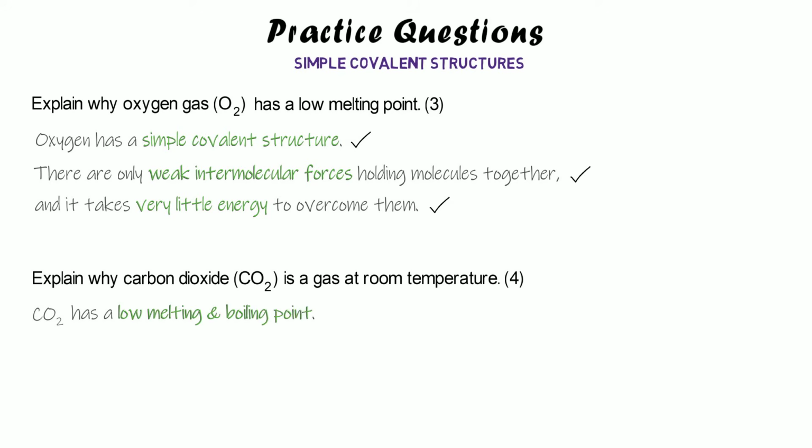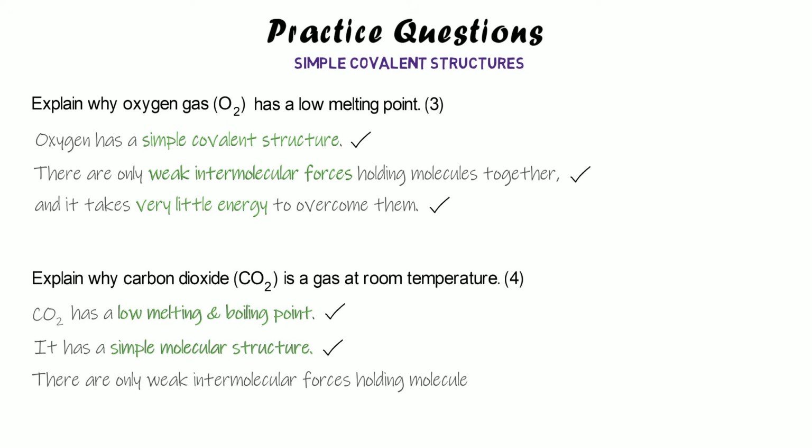Again, carbon dioxide is a gas at room temperature because it has a low melting and boiling point, so that might be an extra mark that you could get. That's because it has a simple molecular structure, which is just another way of saying it has a simple covalent structure. That means there are only weak intermolecular forces holding the different molecules together. And because those intermolecular forces are weak, we don't have to put a lot of energy in to overcome them. So it's kind of the opposite of the ones with high melting points.